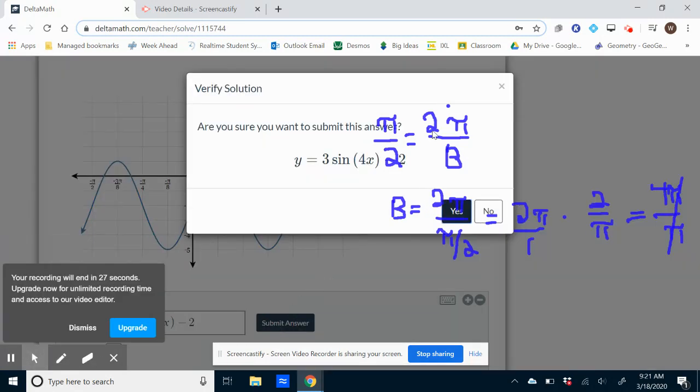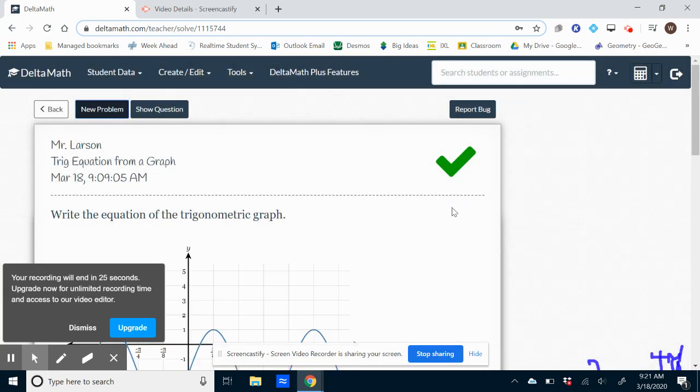When you're done, submit answer. It will ask if you're sure. Click yes, and we got it right.